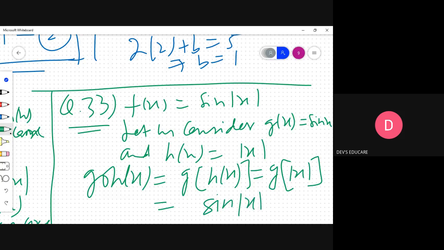Sir, can you explain again how it becomes sine mod x? See, every time we replace the variable. If we take g of h, in place of x we replace x by h. So that's what we did over here. We have replaced x by mod of x.